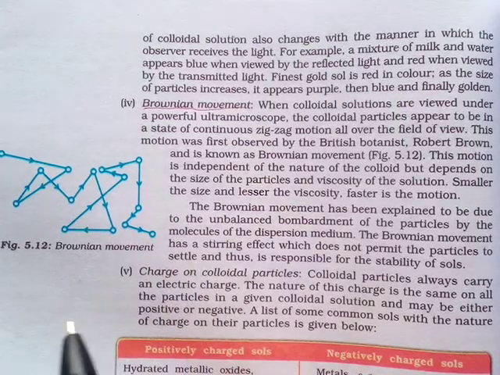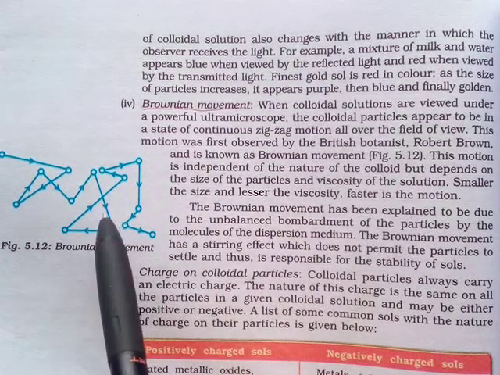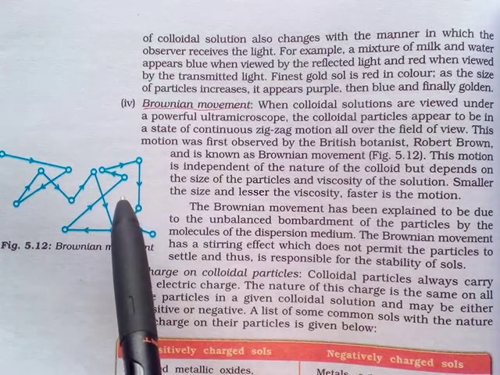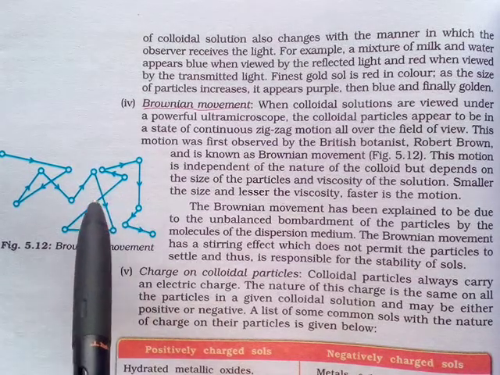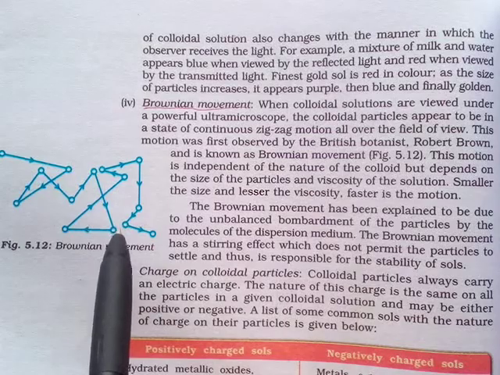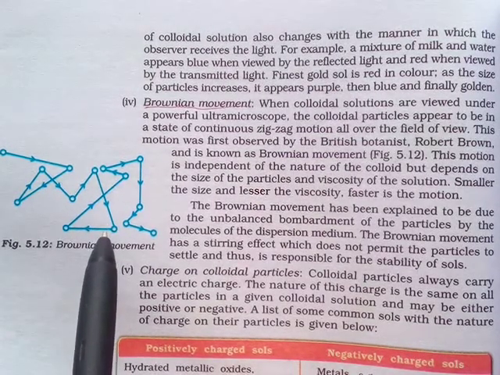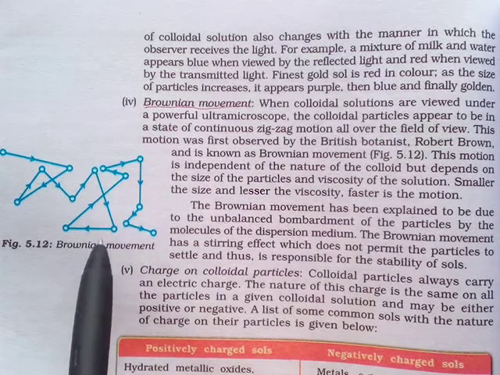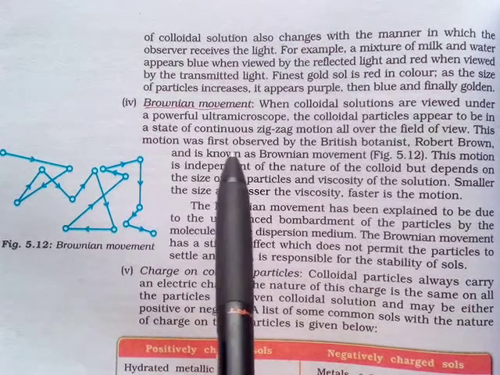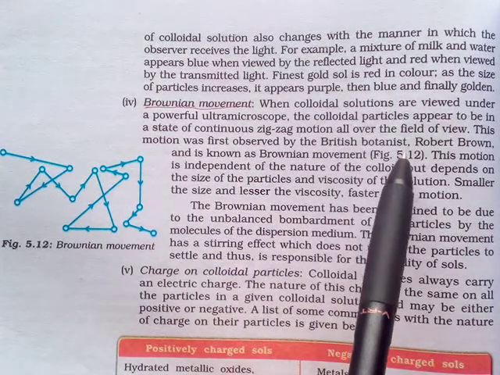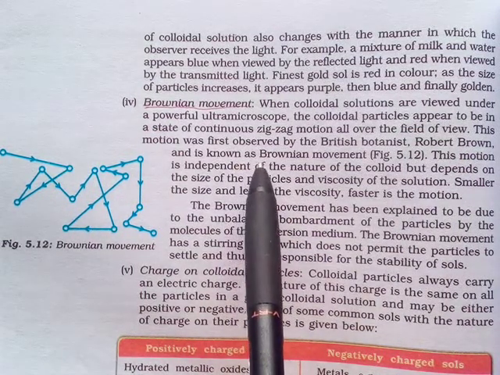Another important property of colloidal particles is Brownian movement. Now what is Brownian movement? It is the continuous zigzag motion of the colloidal particles. When we keep a colloidal solution in a container, it has been noticed that the colloidal particles do not settle down. The particles are continuously in motion. This type of motion, Brownian movement, was first observed by the British botanist Robert Brown, and he gave it the name Brownian movement.